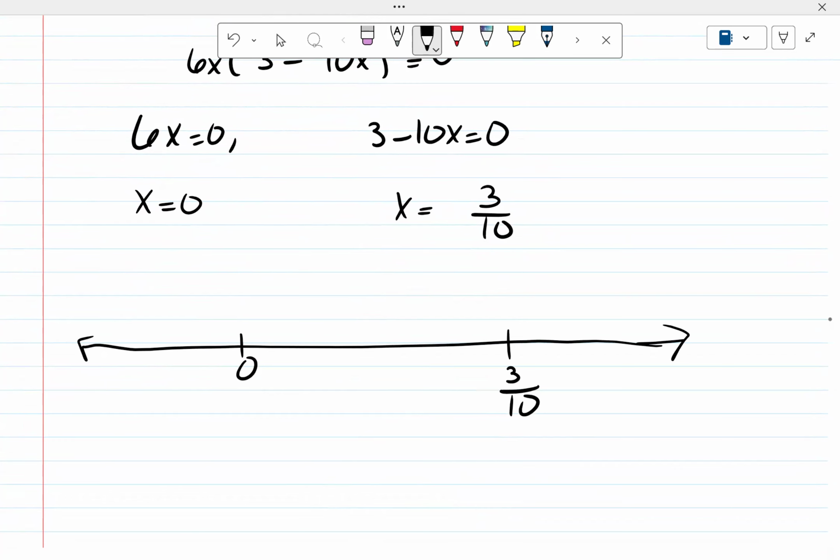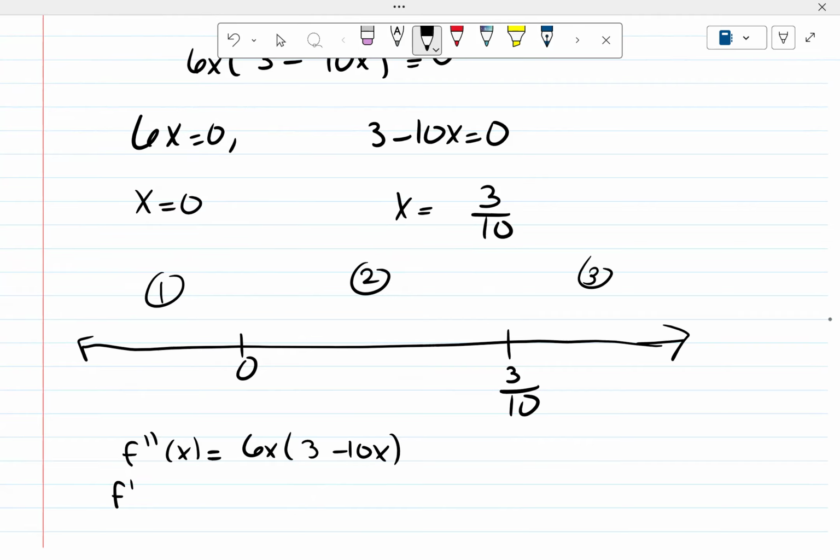And you gotta test, you gotta put that in f double prime. I kind of did this ahead, so this is region 1, region 2, region 3. So for region 1, I use the x value -1. So we make sure we put it in f double prime. So region 1, a number less than 0 is -1. So that gives me like -78. So that's a minus.